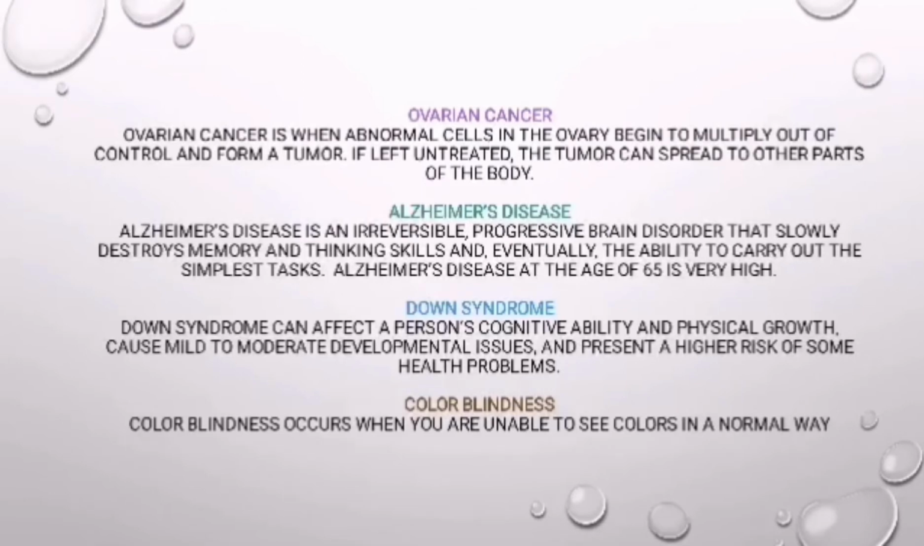The next one is Alzheimer's disease. Alzheimer's disease is a brain disorder that slowly destroys memory and thinking skills. Alzheimer's disease risk is very high at the age of 65.